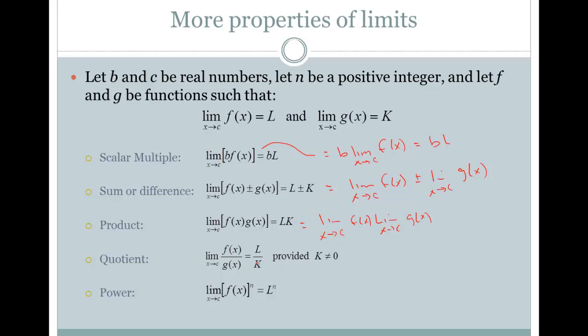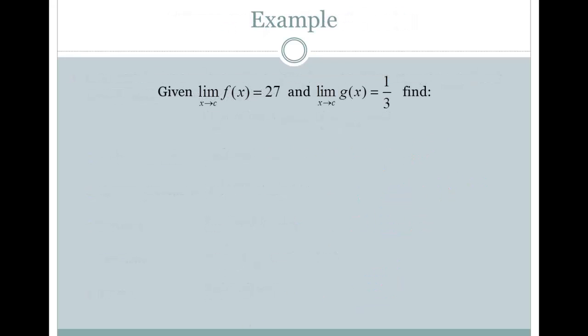Same thing with quotient, except with division. I've got to make sure that k is not equal to 0. And then if I have a power, I can rethink this one as the limit as x approaches c of f of x, and I can raise that whole thing to the nth power like that. Okay, so just some different properties that you guys need to make sure that you understand. Let's do a couple examples.